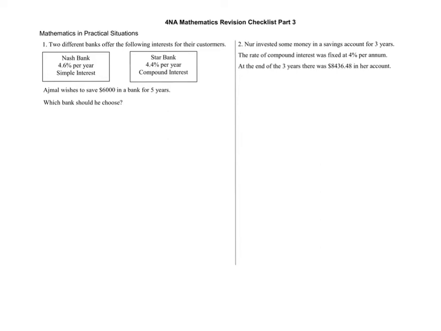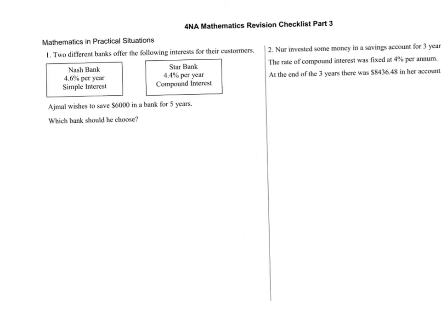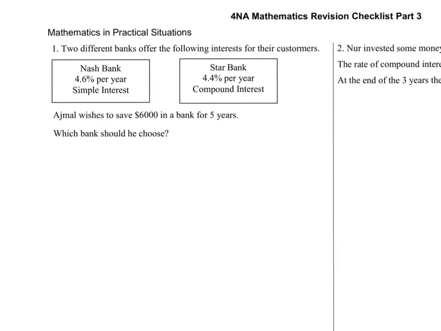Alright, so for the first question, two different banks offer the following interest for their customers. For the Nash Bank, it's 4.6% per year simple interest, while for Star Bank, it's 4.4% per year compounded interest.